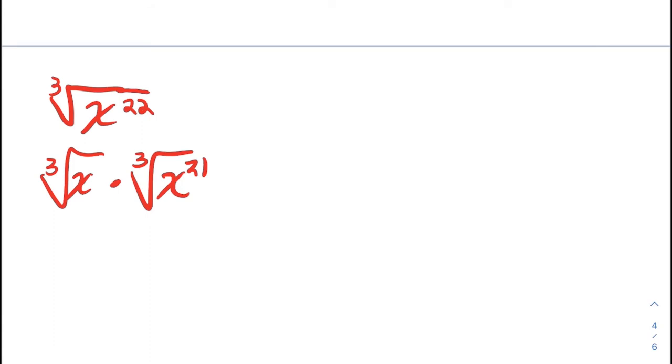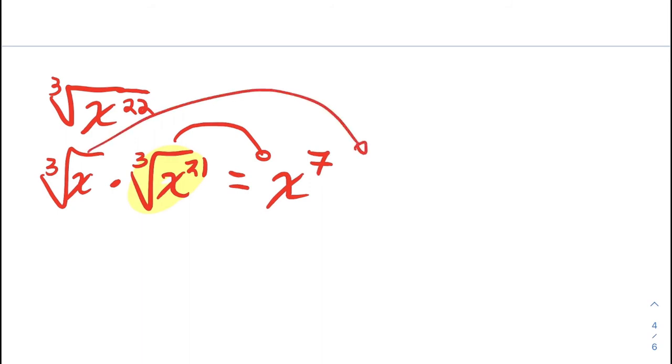And right away I found one. This one here is magical. That's the one I need. So this thing you just divide. 21 divided by 3 gives me x to the power of 7. And this one stays the way it is because we just get the cube root of x left over.